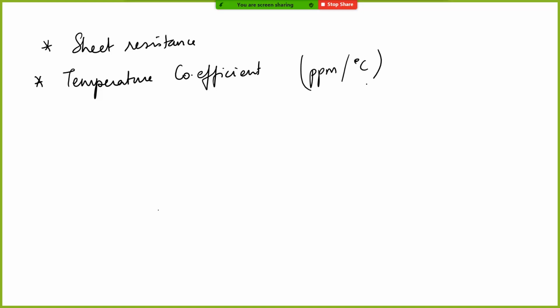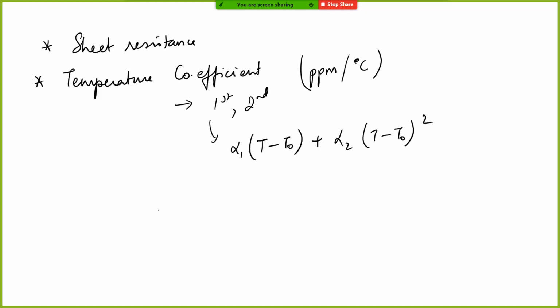Basically what happens is, as the temperature of the chip changes, the value of the resistance will also change. Now, this is modeled as a first order coefficient and a second order coefficient. Here it is, let's say, alpha 1 times (T minus T naught) plus alpha 2 times (T minus T naught) squared. This, multiplied by the nominal resistance, let's say R naught, will be your actual resistance.